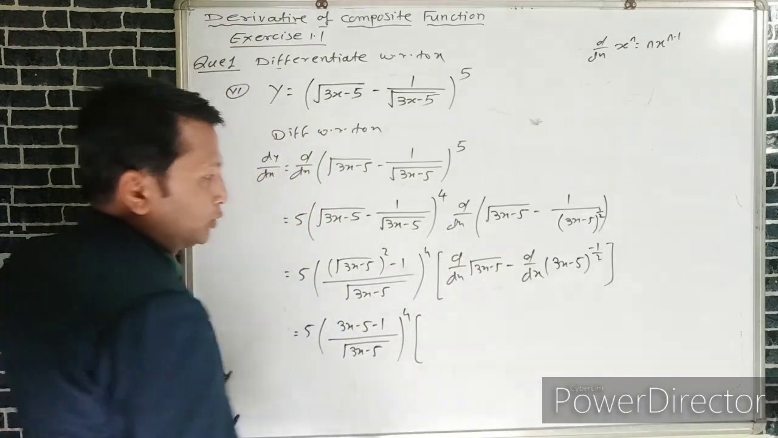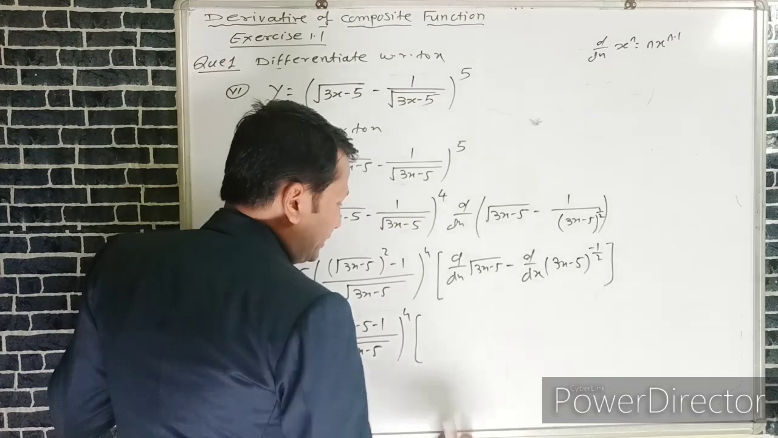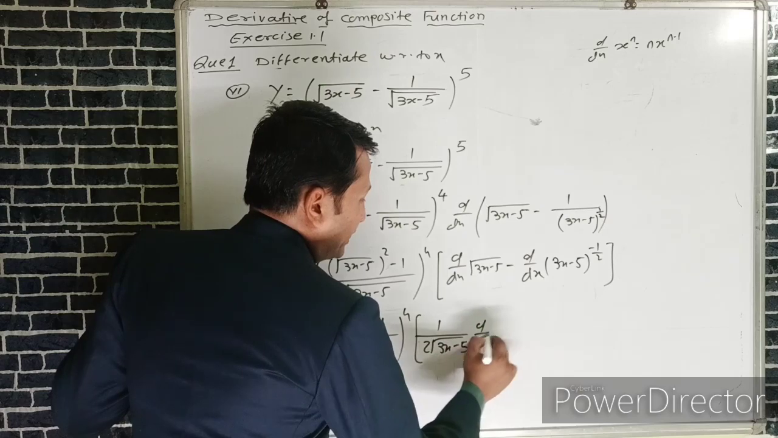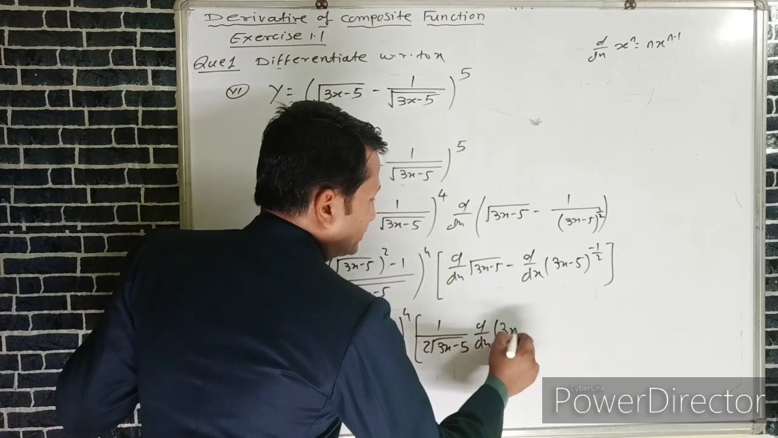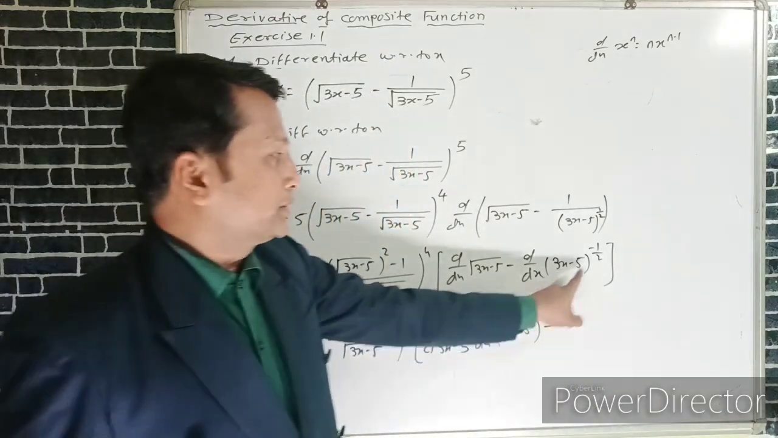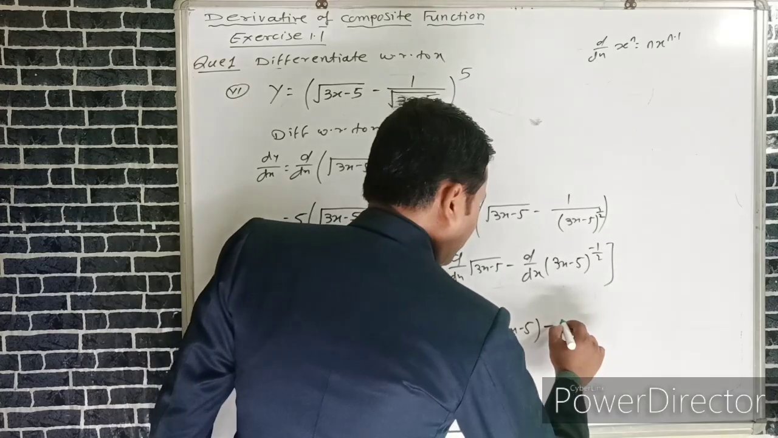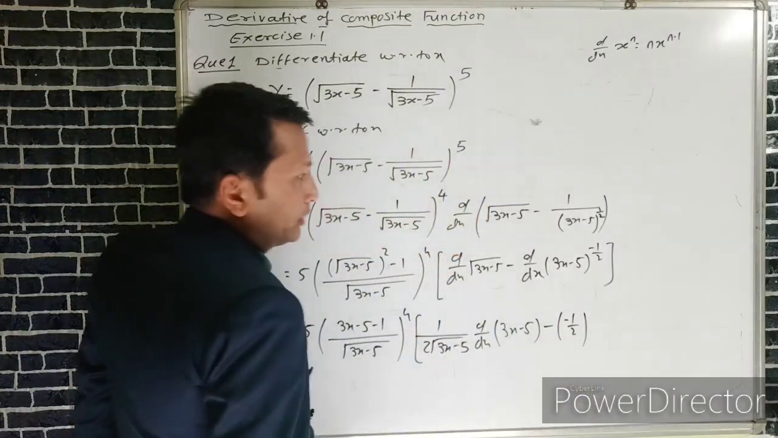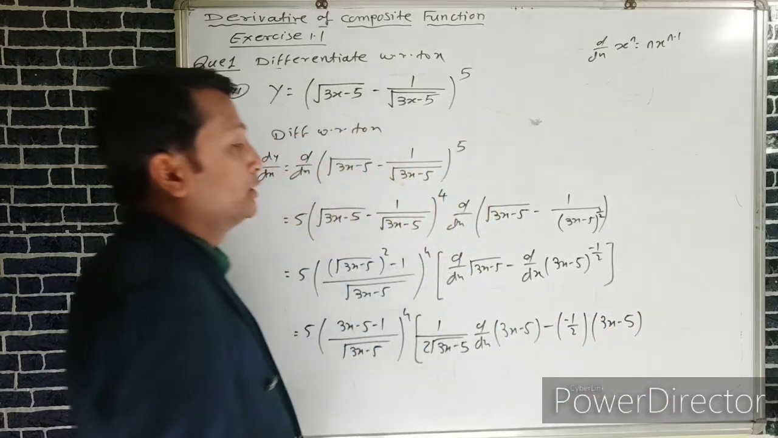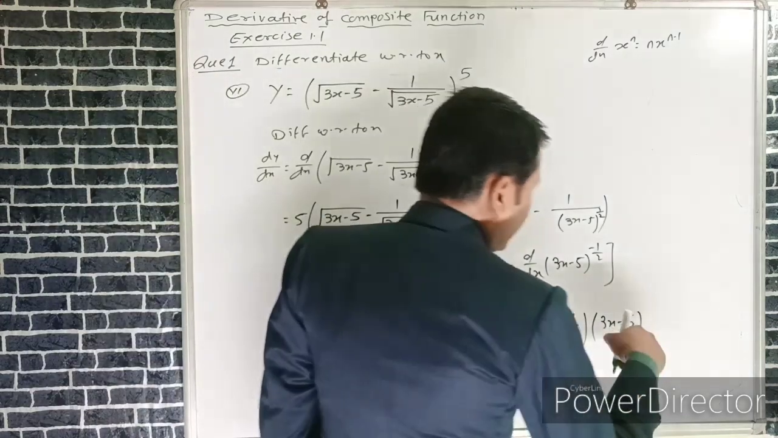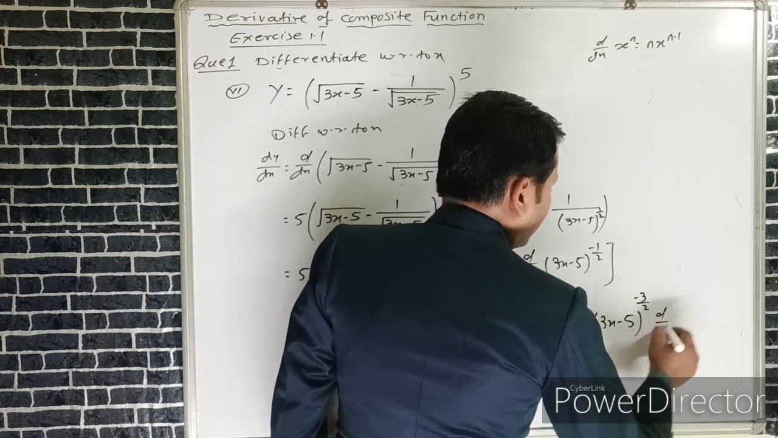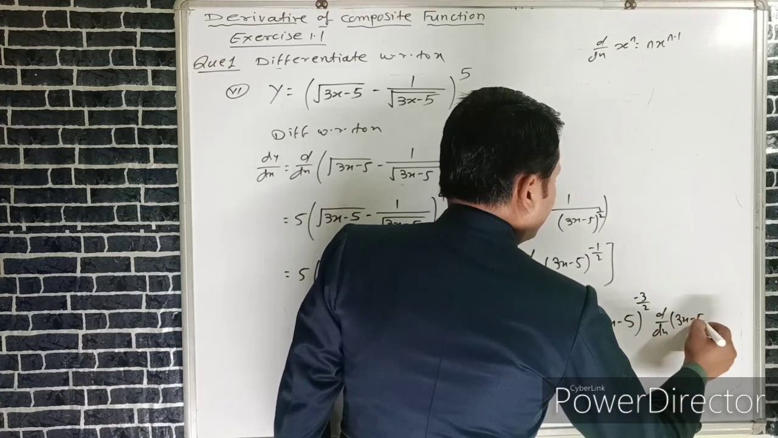The derivative of root x is 1 upon 2 root x, hence we can write 1 upon 2√(3x − 5) into again the derivative of this term 3x − 5. Minus, by applying the rule of x raised to the power n, we can write −1/2 into (3x − 5) whole raised to the power −1/2 − 1, which is −3/2, and we take again the derivative of 3x − 5.